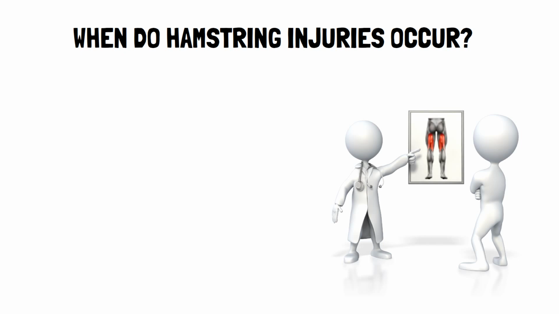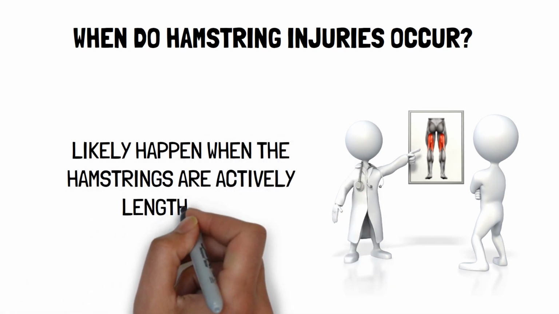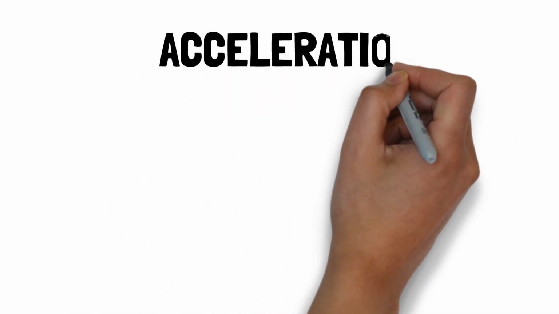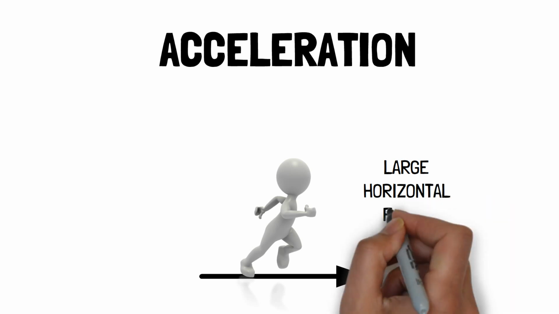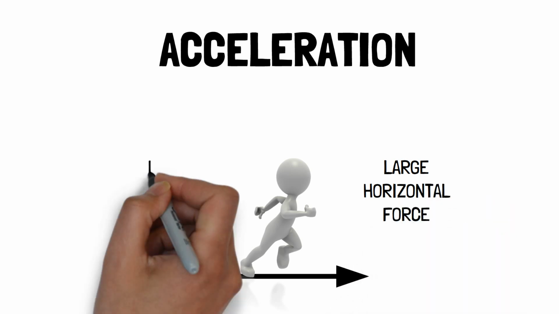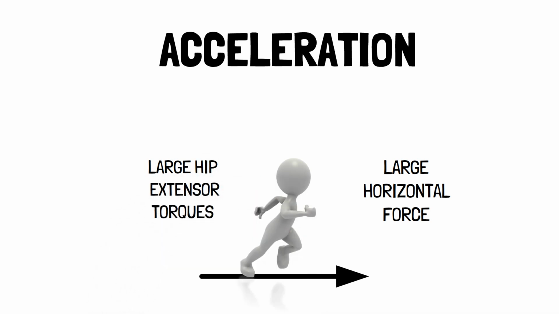Injuries to the hamstring muscle group likely happen when the hamstrings are actively lengthening, and so injury can occur during acceleration and high-speed running, both of which impose different demands on the hamstrings. During acceleration, the horizontal component of ground reaction force is maximised in order to help propel the centre of mass forward. Here, large hip extensor torques are generated, with the biceps femoris long head being the primary hip extensor.